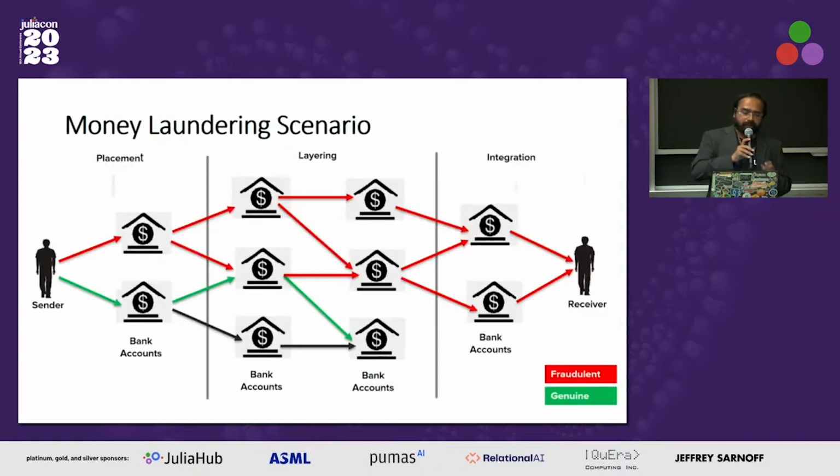So this is the money laundering scenario. What happens is there are three stages basically: placement, layering, and integration. In the placement stage, the sender splits the money into several small chunks and deposits it in a large number of bank accounts, and finally the integration happens and the money is received by the receiver.